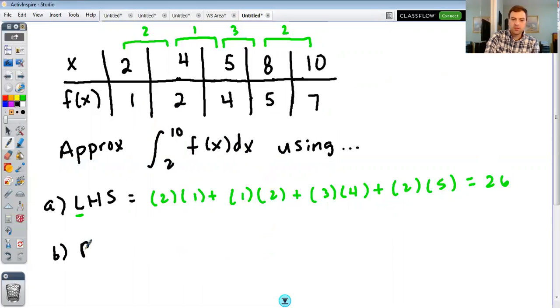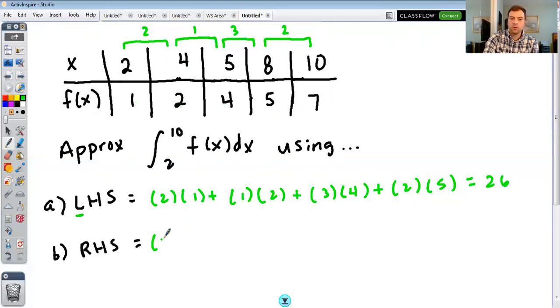All right, part B, right-hand sum. Same idea this time. Our bases are the same. The difference is I'm going to use all of the heights. My 4 heights will be the rightmost heights. I will not use the 1.